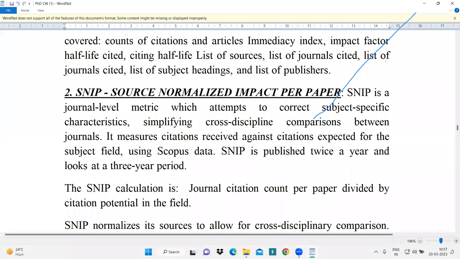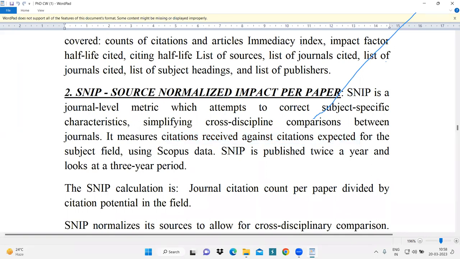In some subject fields, the citation is much higher, particularly in science subjects, right? So using Scopus data, this SNIP is measuring the citations received against the citations expected. That is called the SNIP, in a simple nutshell, one sentence definition. SNIP is published twice a year and looks at a 3-year period. So looking at the 3-year database, it is published twice a year. Suppose it has been published in January, then again in July, twice in a year.